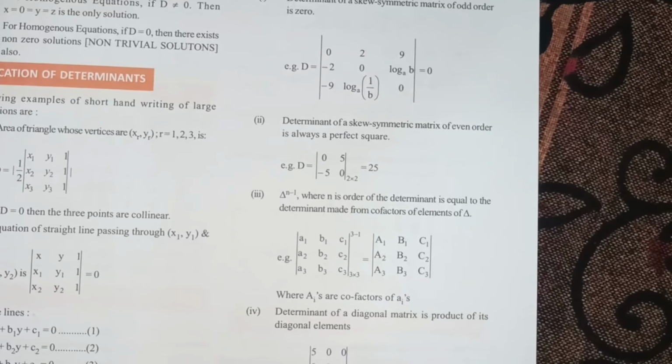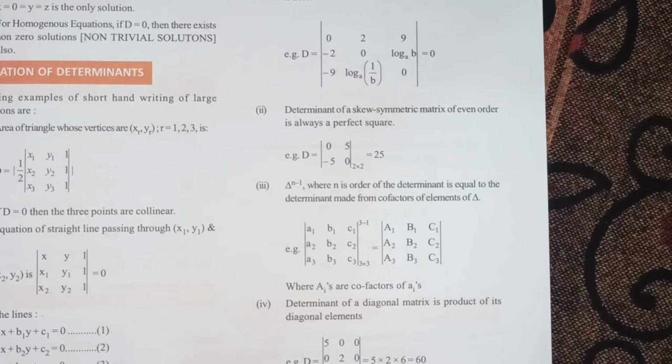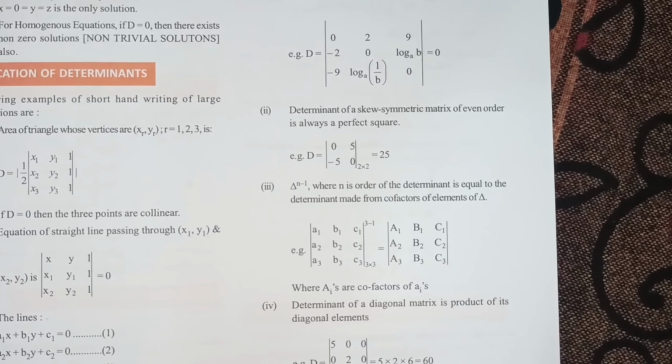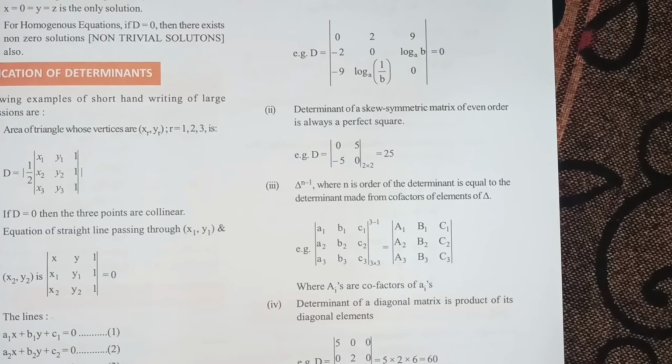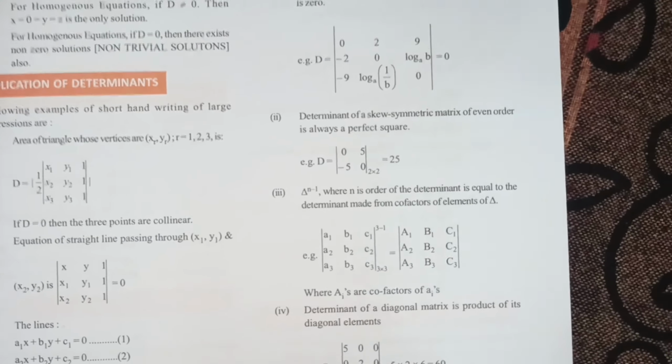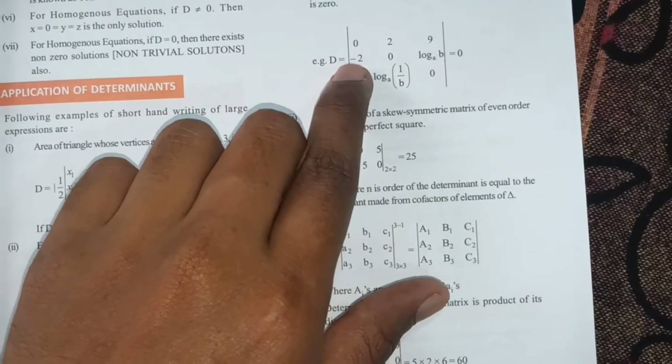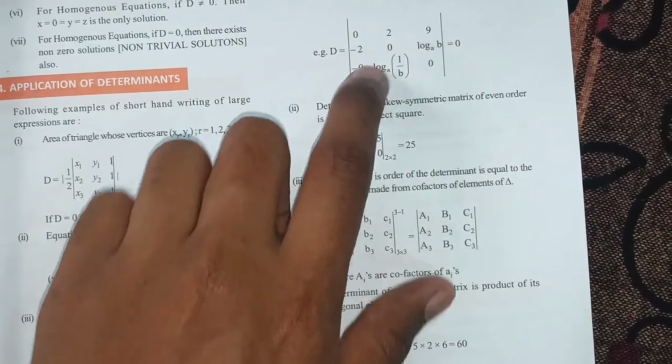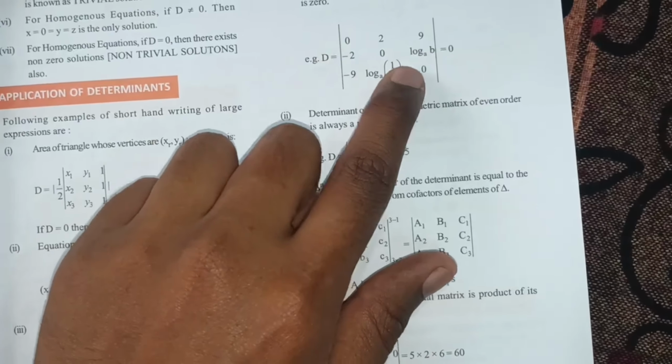Some more properties of determinants. The determinant of a skew symmetric matrix of odd order is 0. Skew symmetric means minus a, plus a, minus a, plus a, with 0 on the diagonal, so the determinant will be 0.